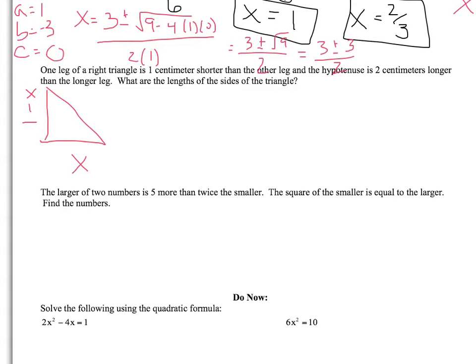And the hypotenuse is 2 centimeters longer than the longer leg. Well, that's 2 centimeters longer than x, which is x plus 2. We want to find the lengths of the sides of the triangle. Well, it's a right triangle, and the formula that deals with the sides of a triangle is the Pythagorean theorem. So I could say x squared plus (x minus 1) squared equals (x plus 2) squared.